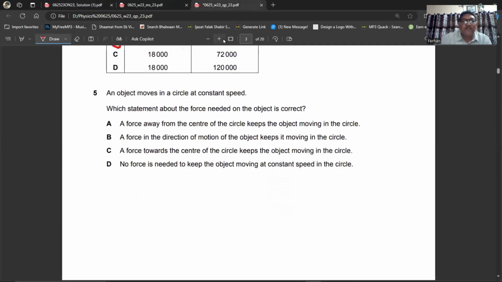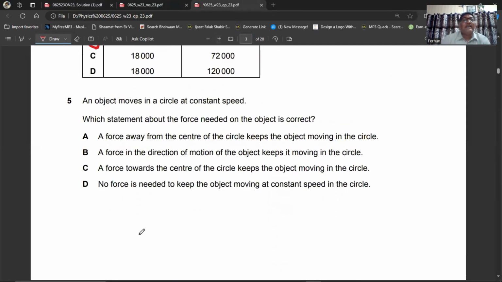Next part is question number 5. He says, an object moves in a circle at constant speed. You see, whenever you move in a circle, every moment your direction has to be changed. Although you are moving with constant speed, there is a resultant force which is directed towards the center of that circle, and there is acceleration in the body. That resultant force is called a centripetal force. Which statement about the force needed on the object is correct?